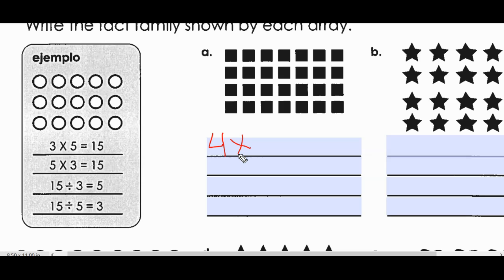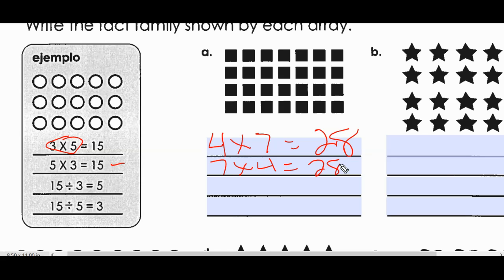7. So 4 times 7 is 28. So there are my 3 numbers, okay? So now I need to do another multiplication equation, but I need to flip these 2 factors. So now instead of 4 times 7, I have 7 times 4 equals 28. Okay?